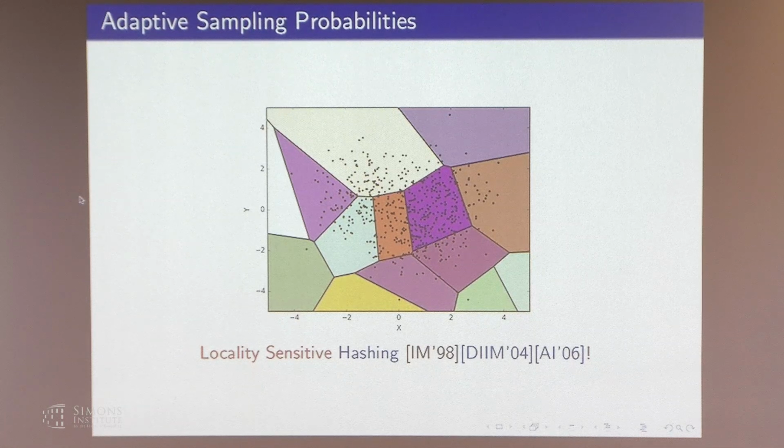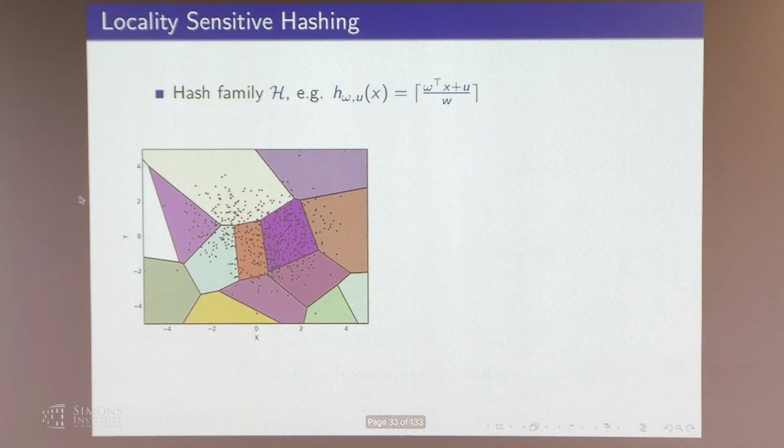So what is locality sensitive hashing? Intuitively, it's a way to randomly partition the data in such a way that points that are nearby are likely to fall into the same piece of the partition, and points that are further away are relatively unlikely to fall in the same part of the partition. This is a very influential technique to build what are called nearest neighbor search data structures.